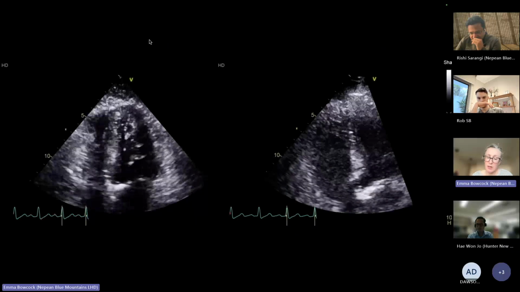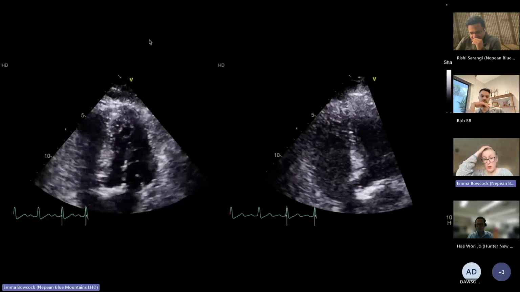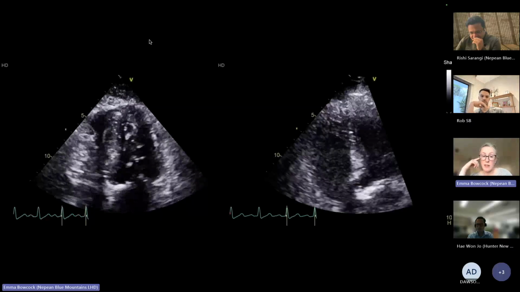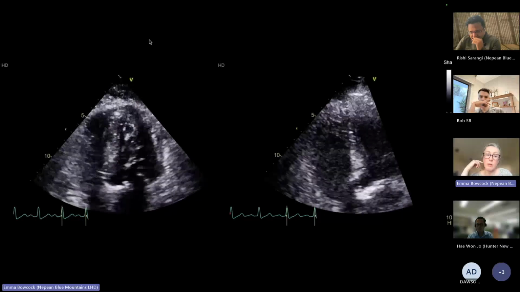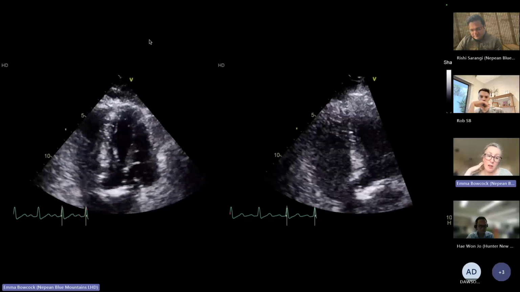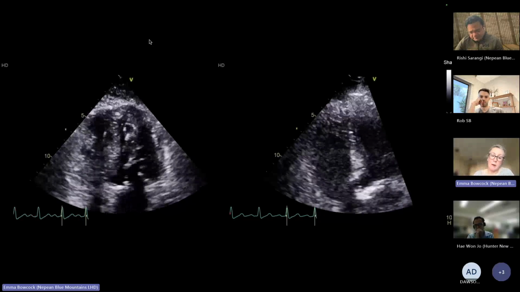I mean, he's got a hypertrophied ventricle. You're right though, when they're hyperdynamic and tachycardic, you can overcall that and you can get pseudo hypertrophy, but he's definitely got cavity obstruction the whole way down.